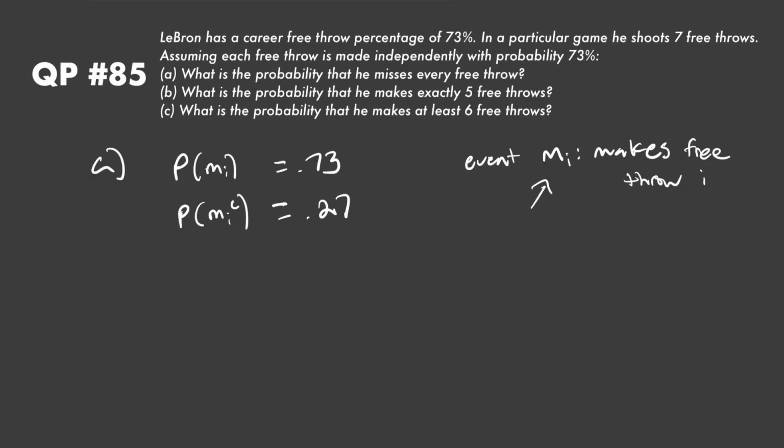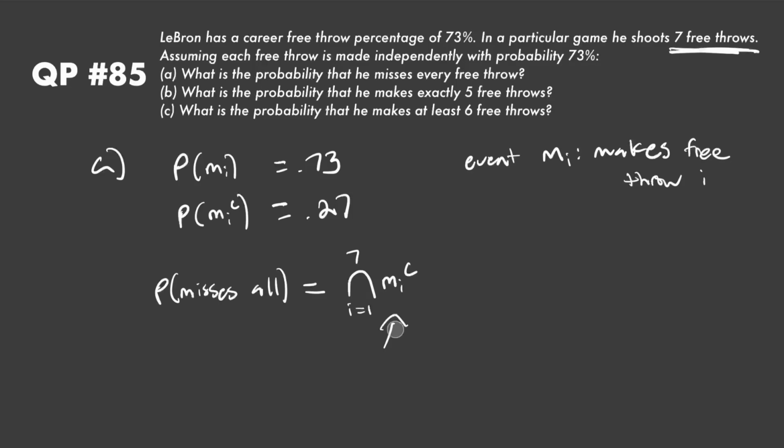So if we let m sub I be the event that he makes free throw I, then the probability that he makes any given free throw is 73%, and the probability that he misses any free throw, m sub I complement, is just 1 minus that, so 27%. Each free throw is an independent Bernoulli trial, but we're summing up 7 of them, so that makes this binomial. So the probability that he misses every single free throw is the intersection from I equals 1 to 7 of m sub I complement. That just means he misses free throw 1, 2, 3, all the way up to 7.